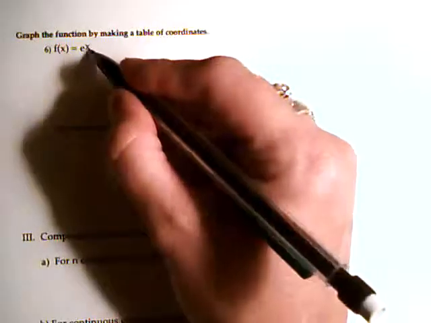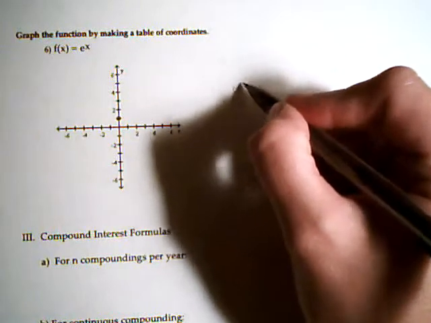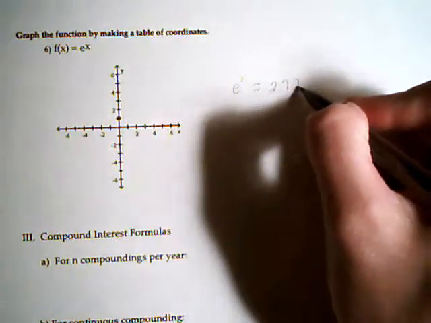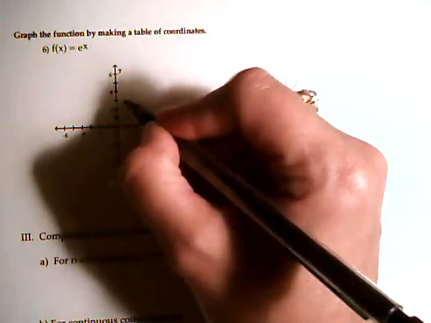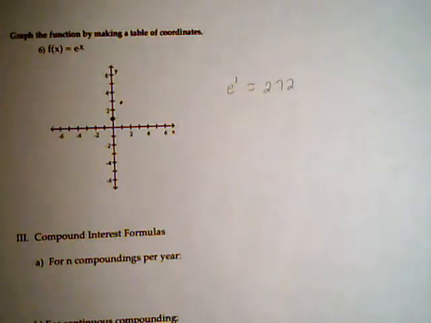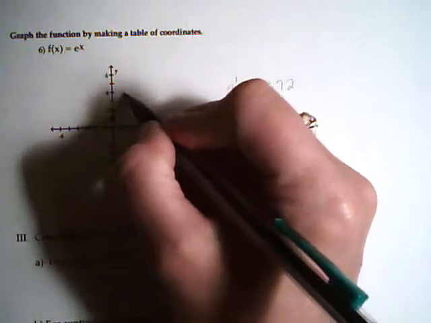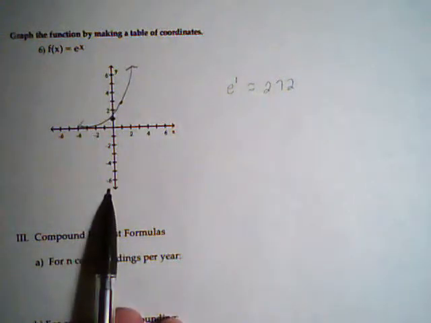Okay, what if I plug in a 1 for x? Well, then if it's e to the first power, we know that's approximately 2.72. So I would plot the point here. We could plug in various other values just like we've done before and do the t-chart, but it's still going to be the same shape that we've had with the other exponential functions.